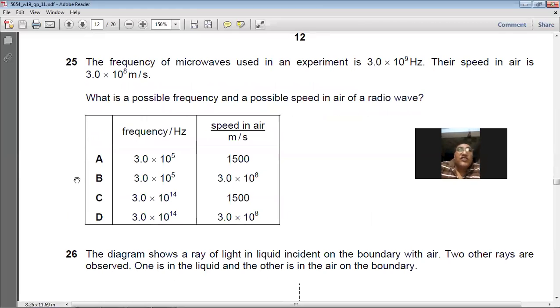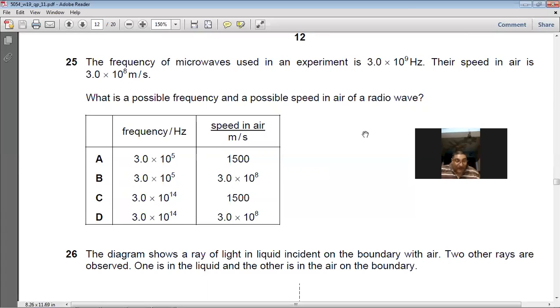The frequency of the microwaves used in an experiment is 3 × 10^9 hertz. Their speed in air is 3 × 10^8 meters per second. What is the possible frequency and possible speed in air of a radio wave? The speed of the radio wave is the same. All electromagnetic waves have the same speed in air, so the speed of the radio wave will also be 3 × 10^8 meters per second.